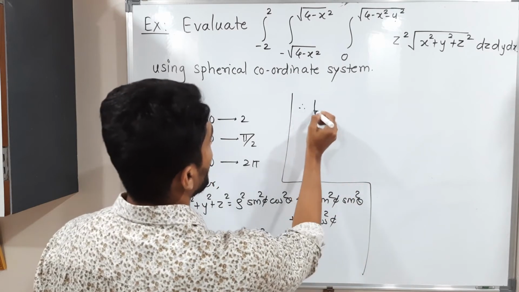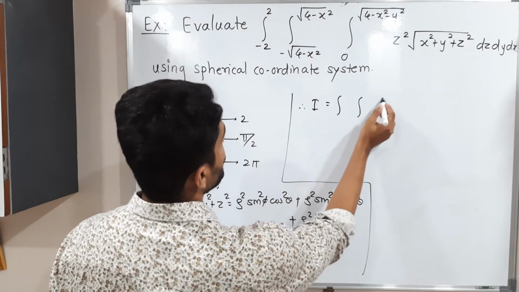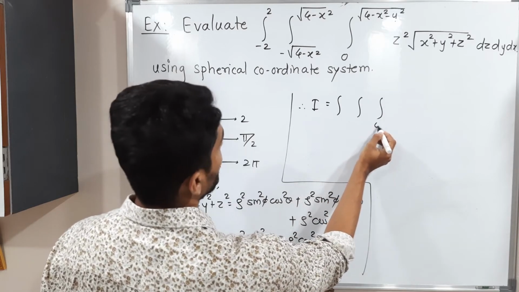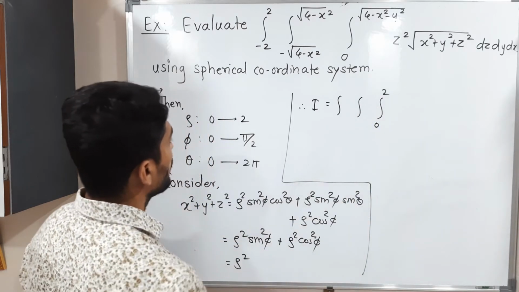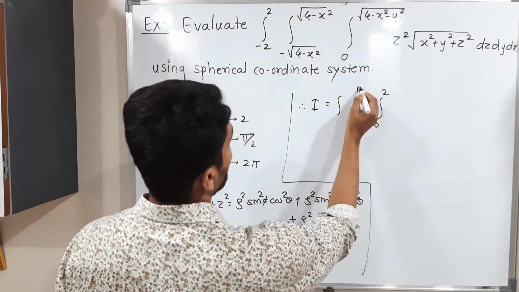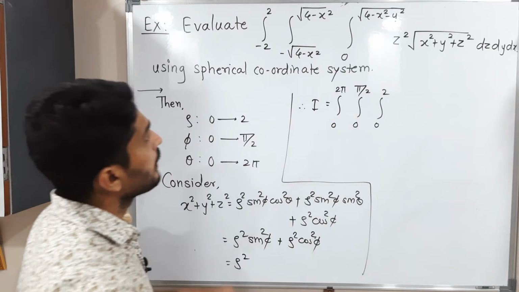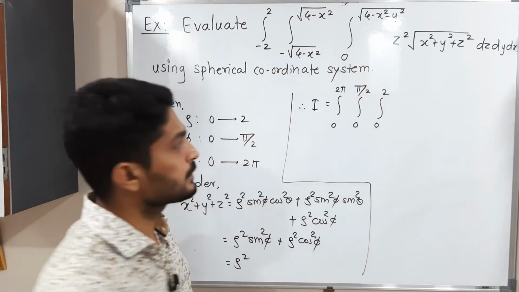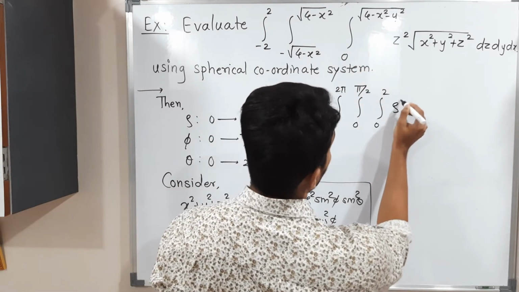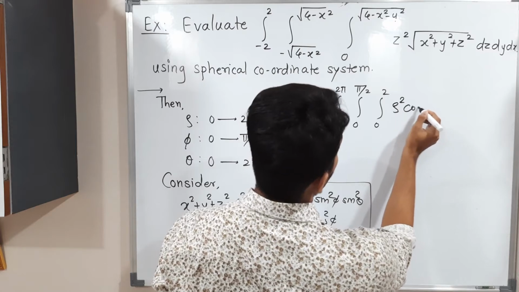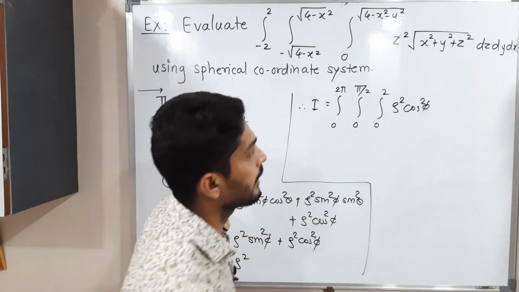So therefore, I is equal to, okay. Normally we will solve in this way: inner integral with respect to rho, middle integral with respect to phi, and outer integral with respect to theta. After that, z square is there. What is the value of z we had? Z means rho square cos square phi.